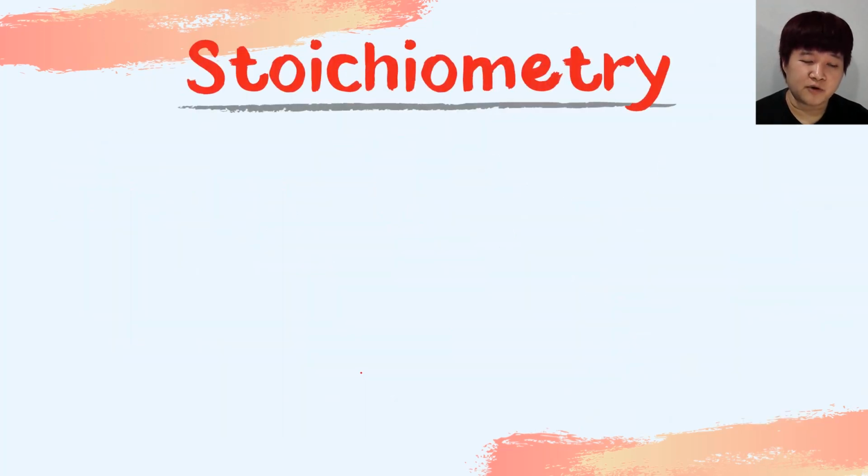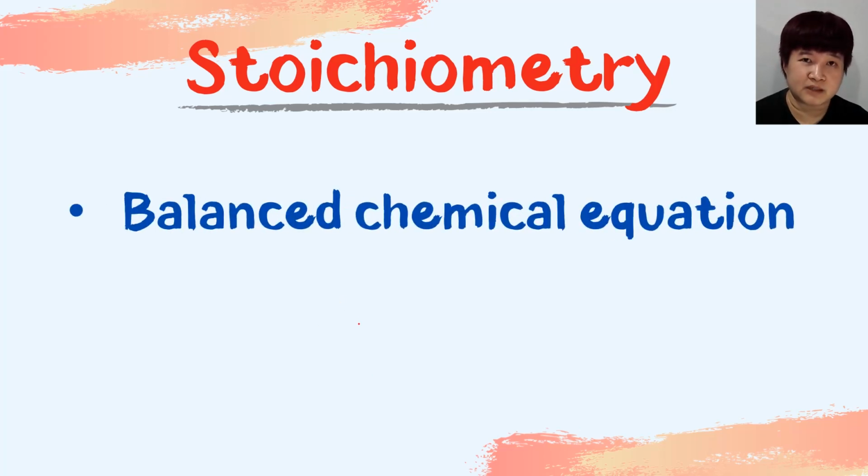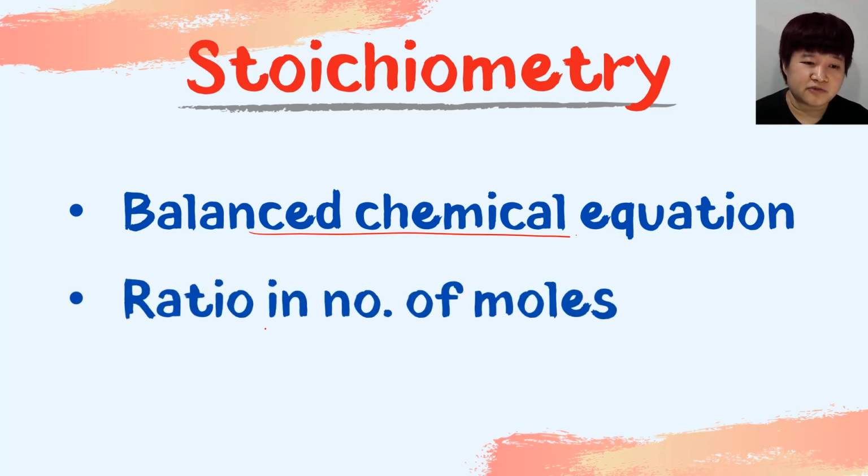First and foremost, stoichiometry has two requirements before you start any calculation. The first thing you need is a balanced chemical equation. After that, the second requirement is that the ratio of the stoichiometry must be in number of moles. You cannot compare in any other form except number of moles. So remember, in stoichiometry we have two requirements: a balanced chemical equation, and the ratio must be in number of moles.